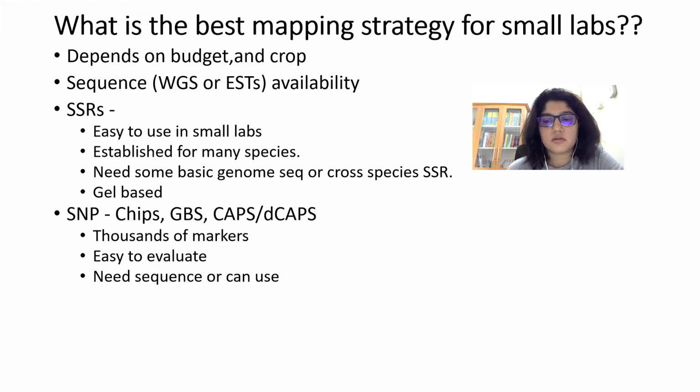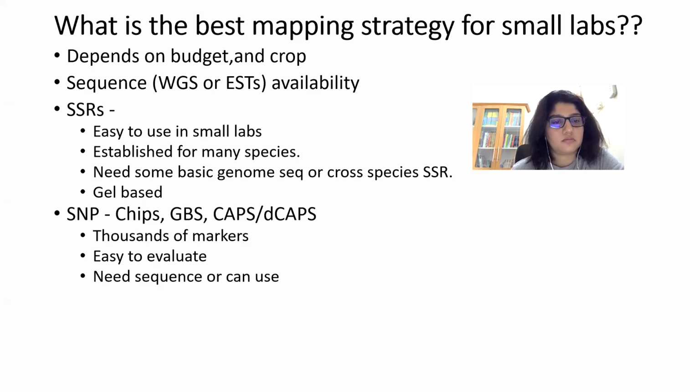So what's the best mapping strategy for small labs? Well, it all depends upon the budget and the species of the crop and what sequence availabilities we have. Do we have the whole genome sequencing or some ESTs available? If it is SSRs, they're easy to use in small labs, they're gel-based, and they're established in many species already. All we need is some basic genome information or cross-species SSRs to start with in case we don't have any genome sequence available. On the other hand, for SNPs, we have Illumina chips, GBS, and CAPS and dCAPS markers, and of course, the resequencing of the entire genome, which are a bit costly.